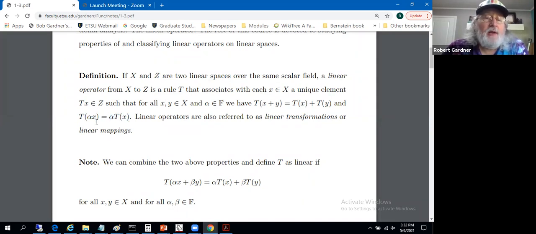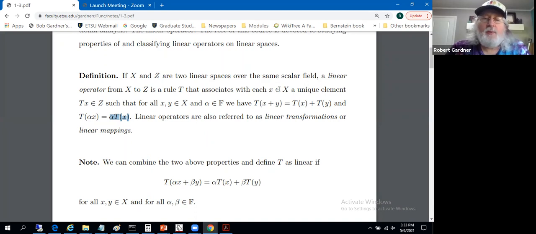Here on the left-hand side, alpha x, of course, is scalar multiplication in linear space X. And on the right-hand side, we've got alpha times a vector as well, but that vector lives in linear space Z. So that's scalar multiplication in linear space Z. So informally, what a linear transformation does is it preserves vector addition and it preserves scalar multiplication. Combine those two and it preserves linear combinations. That's why they're called linear transformations or linear operators.